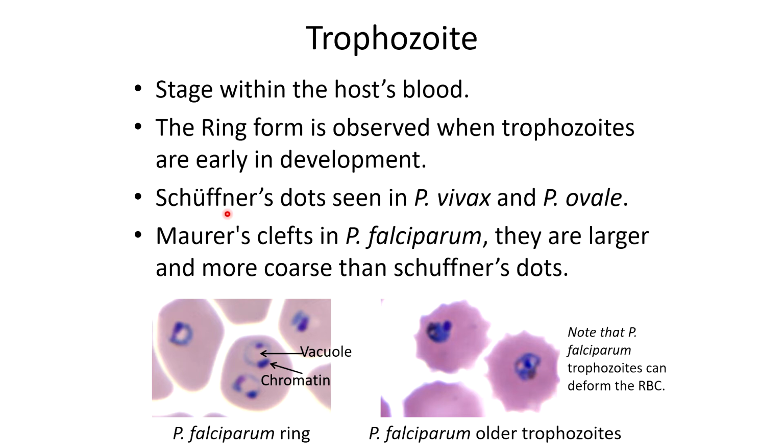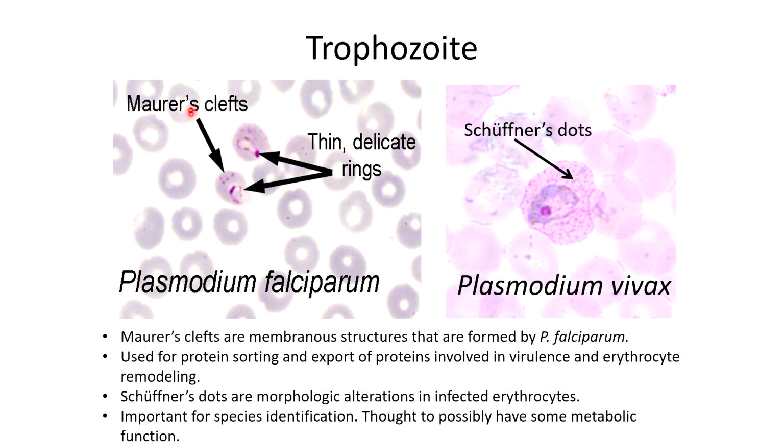Something that we'll see in the next slide is something referred to as Schüffner's dots and Maurer's clefts, which are important in telling the difference between the different species of Plasmodium. Here in Plasmodium falciparum we see the Maurer's clefts, and here in Plasmodium vivax we see the Schüffner's dots. The Maurer's clefts are membranous structures that can be used for protein sorting and secretion of proteins involved in virulence, and the exact function of Schüffner's dots isn't really known. They're seen spread throughout the infected erythrocytes, but they may have some sort of metabolic function. So overall, Maurer's clefts and Schüffner's dots are very important in differentiating the different Plasmodium species.